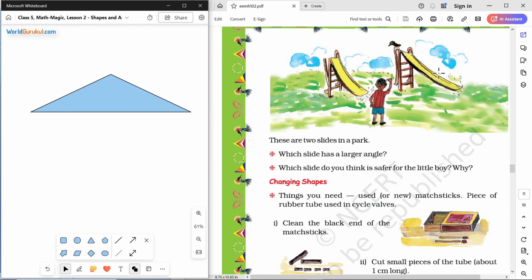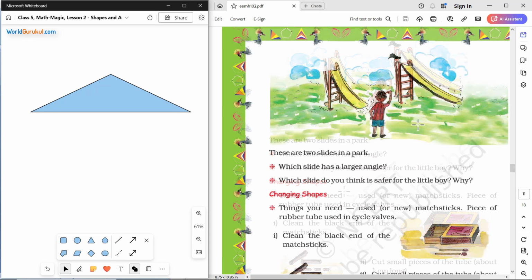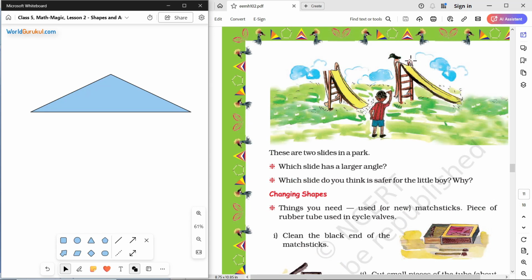These are the slides which you experienced. This is having a larger inside angle, and this is having a small angle. So you can tell the difference in which slide you will slide faster and on which one you will slide slower. It's always safe to slide slowly. So that's why I suggest this boy to opt for this right slide.